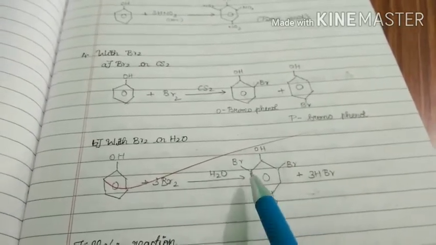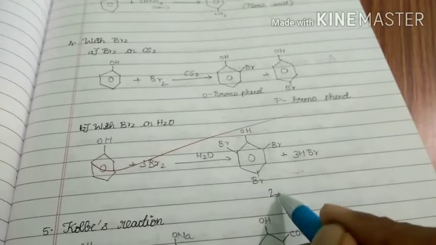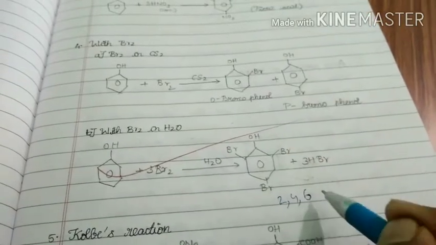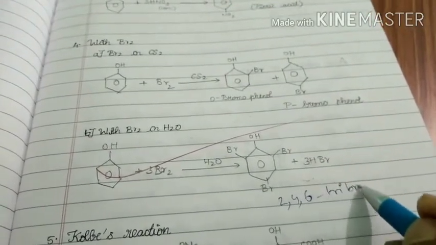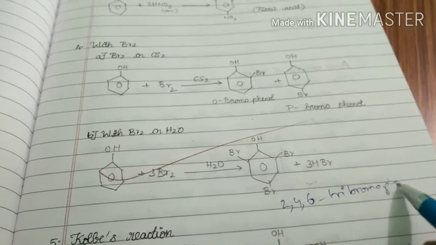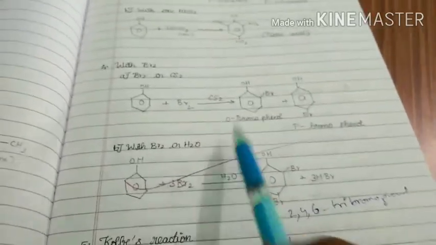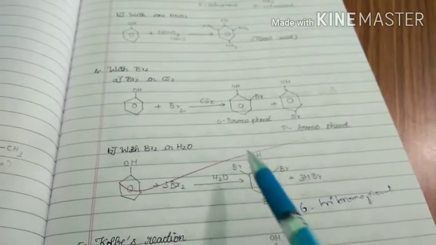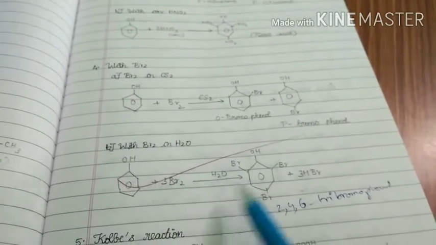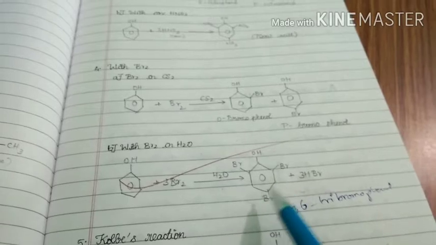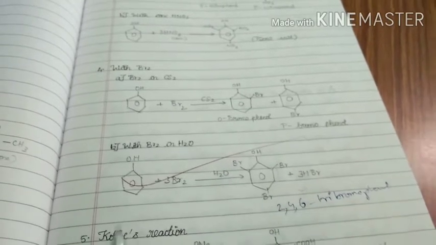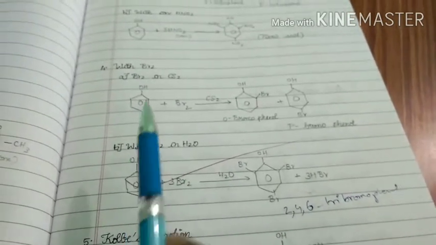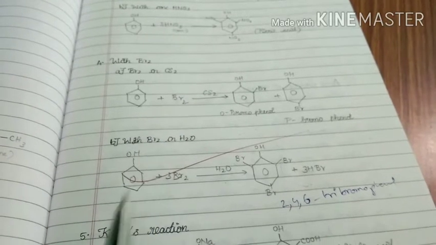That means 2,4,6-tribromophenol. What is its name? 2,4,6-tribromophenol. In the case of CS2, we get two products, ortho-bromophenol and para-bromophenol. In the case of bromine water, we get one product, that is 2,4,6-tribromophenol. That is about the reaction with bromine.